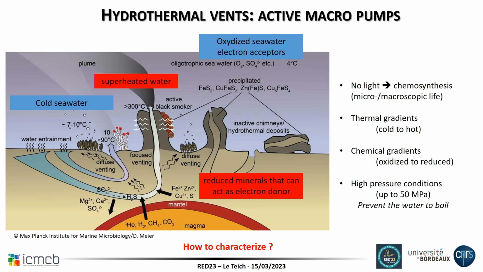Right now the oceans are oxidized, of course, because we have oxygen. It was not true in the early age. But you have an oxygen gradient, and also different types of chemical gradients from inside to outside of the chimney. And like I said, pressure can be very high. So the question is how to characterize this chimney.